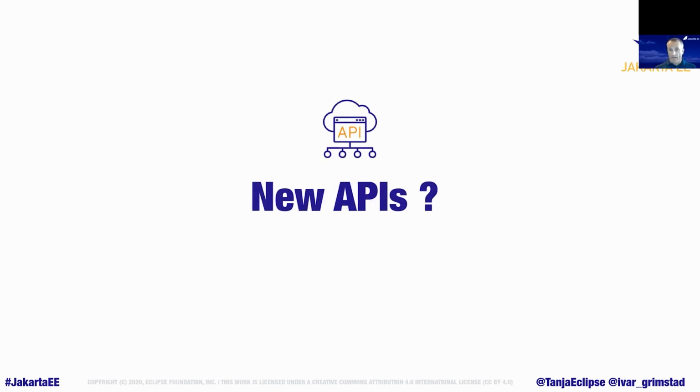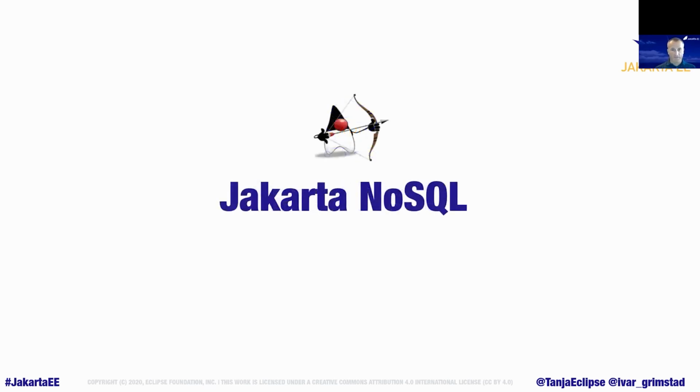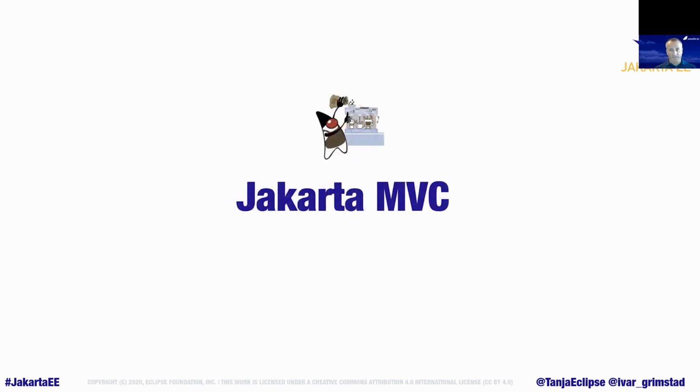We want to add some new APIs if the community wants it, and Jakarta NoSQL is up for grabs, working on there. It's probably something that could be explored even in combination with JPA maybe, or as a standalone specification as it is now. Jakarta MVC has recently released version 1.1 and is planning a version 2.0 on the Jakarta namespace. So that is a possible addition to the web profile.